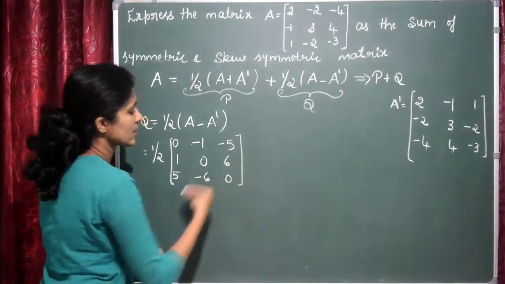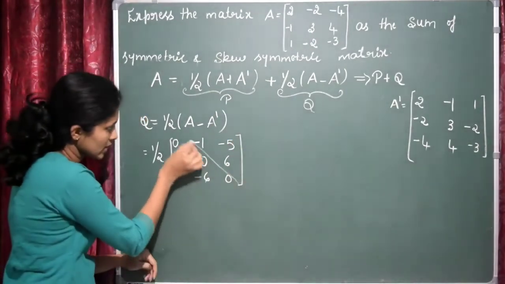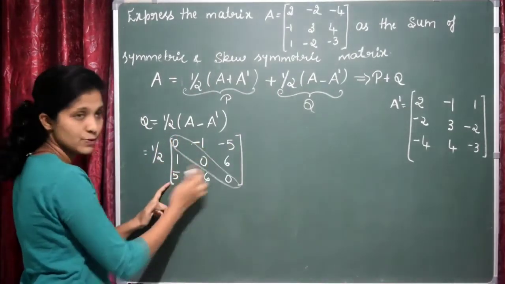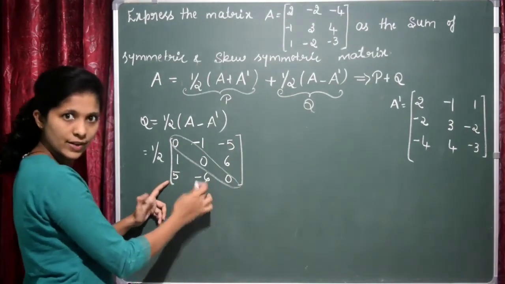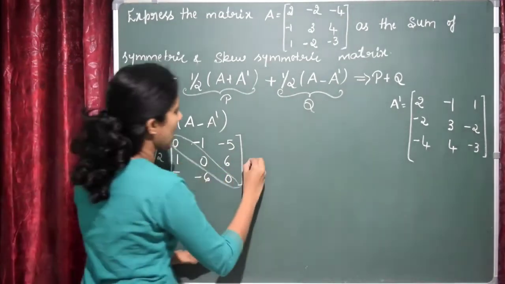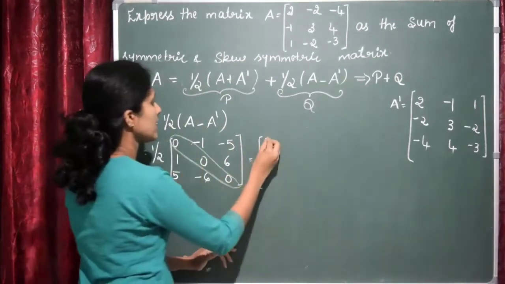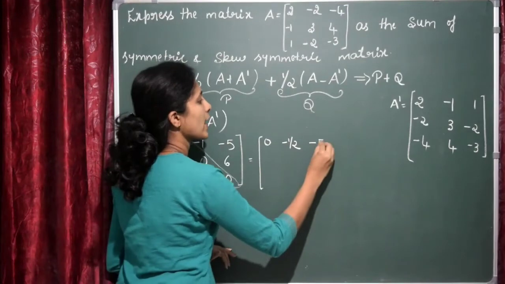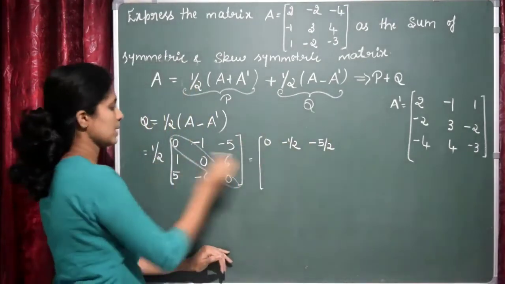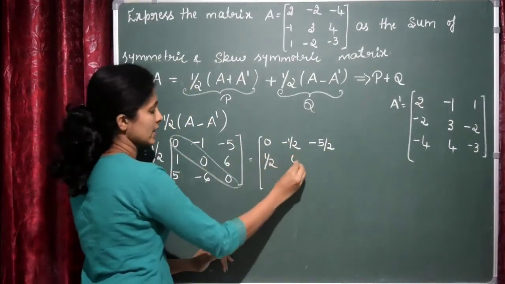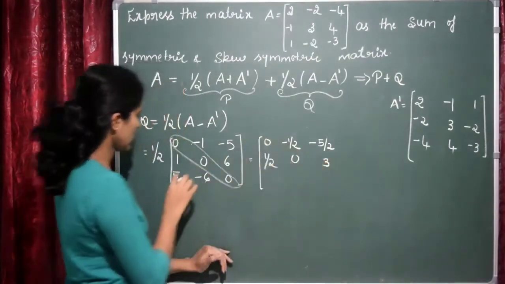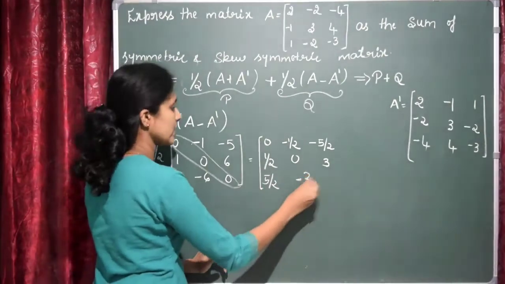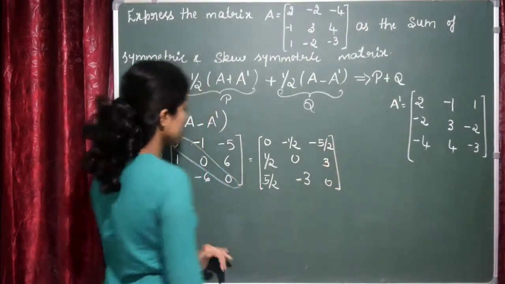Is it clear? Is it skew symmetric? Obviously, right? You can see the diagonal elements are 0. Minus 1 and plus 1. Minus 5 and plus 5. Plus 6 and minus 6. Right? So it is skew symmetric. But we'll multiply by half. So if I multiply by half, this will be 0, this is minus 1 by 2, this is minus 5 by 2 and this is 1 by 2, right? So this will be 0. Then 6 by 2 will be 3. 5 by 2. Next minus 6 by 2 will be minus 3. Then last element is 0. This is we got Q.